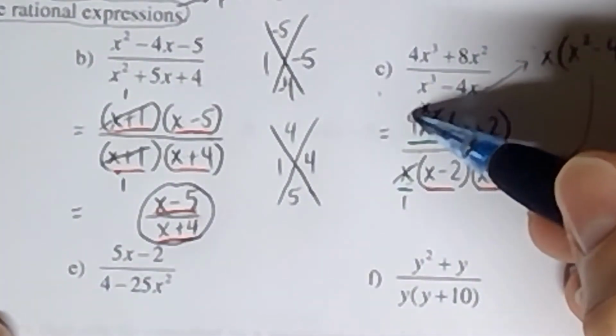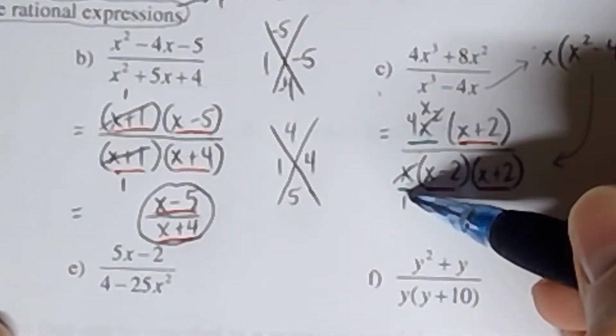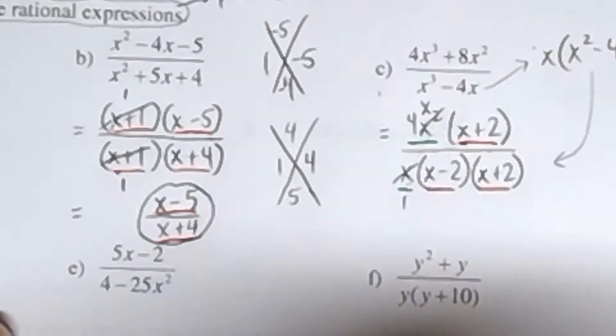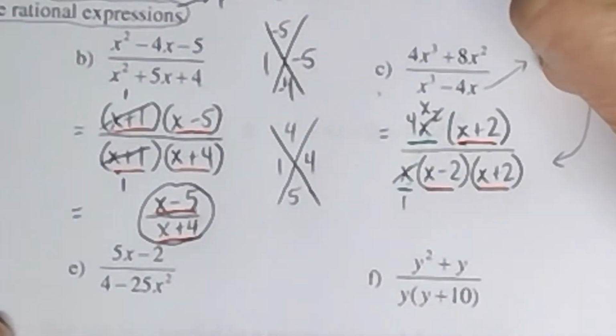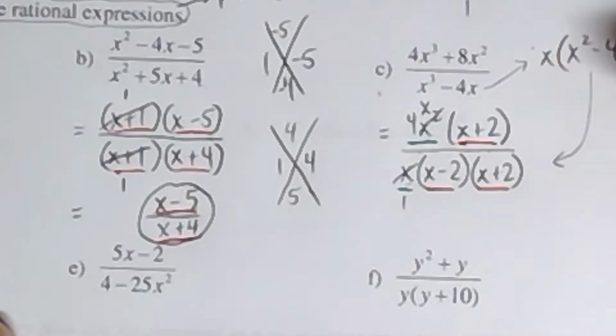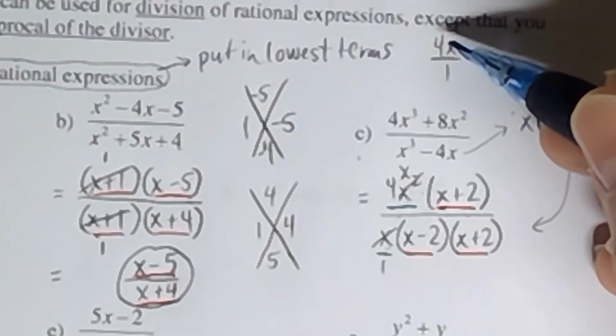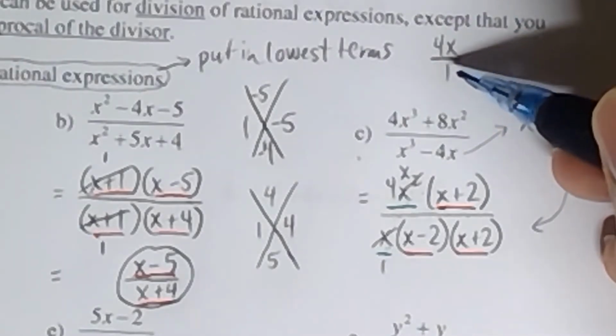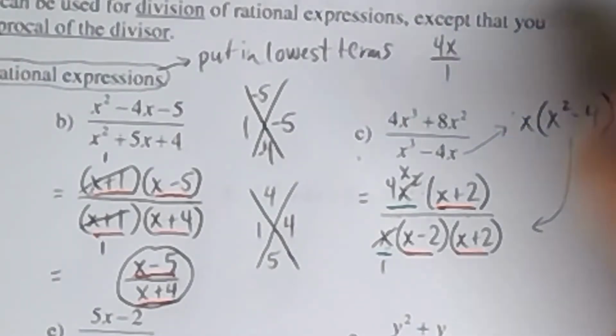Now you can see that 4x over 1 is what we have. Is that in lowest terms, or can we cancel some more stuff? No, that is in lowest terms right there, 4x over 1. You cannot reduce that. Treat it like it's its own separate problem, okay? And you get that thing in lowest terms. If it's in lowest terms, then leave it alone after that, okay?